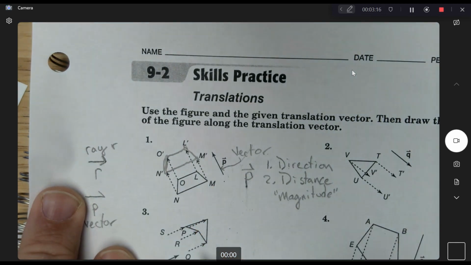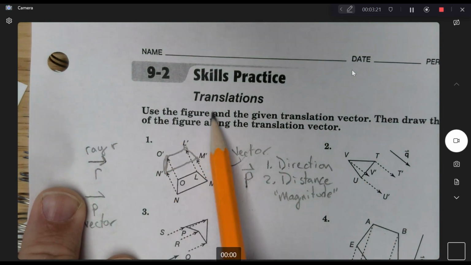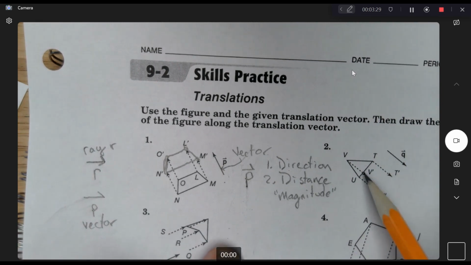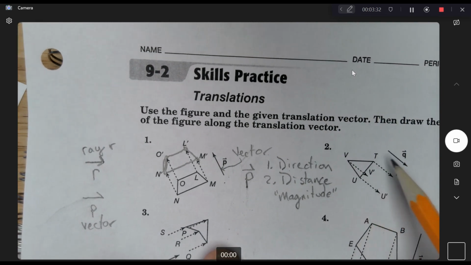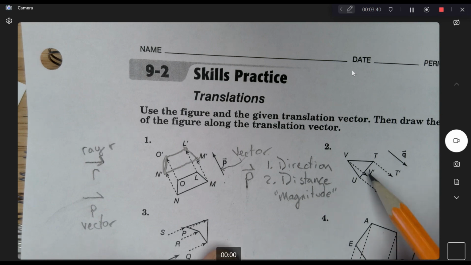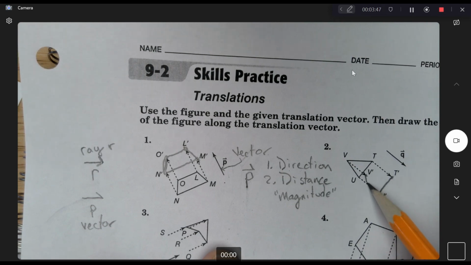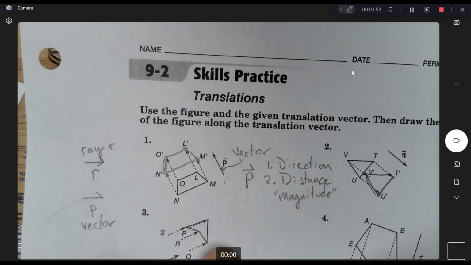It's already been done for us, right? Here we go. It says, use the figure and the given translation vector. Draw the translation of the figure along the translation vector. So here we have triangle VUT and vector Q. Vector Q goes this direction, this distance. So all I have to do is show where V prime, U prime, T prime is, and connect them, and I'm completing the translation.